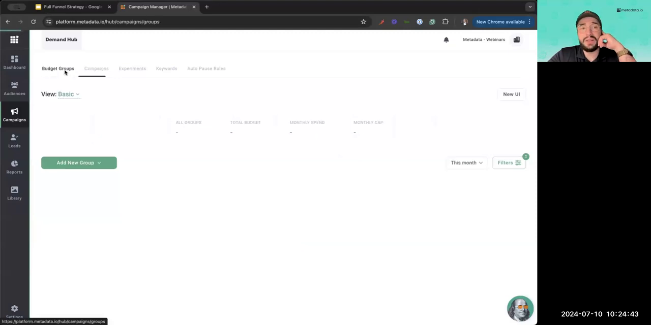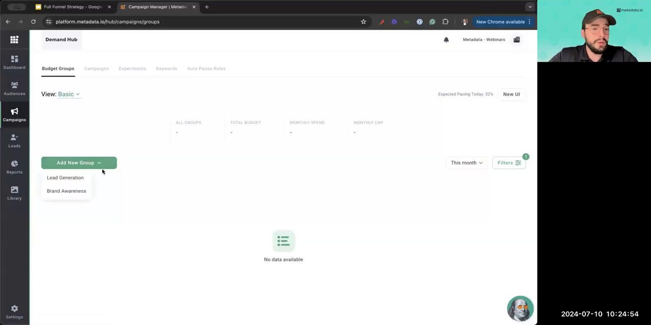Within metadata itself, I'll be going to budget groups. And this is really where we're going to be dissecting each stage of that customer journey or that prospect journey. Within that, I'm going to add a new group, and let's keep the math really nice. We're going to say that our monthly total budget is 100K. So that'll make the percentages easier.